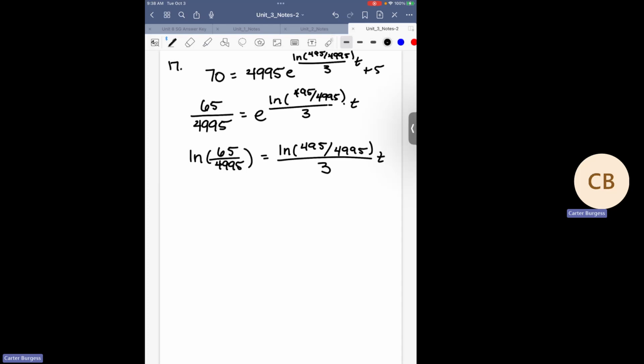Solving for t, multiplying by the reciprocal, I get 3 ln of 65 over 4995 over the ln of 495 over 4995, which is not very useful. So let's go ahead and actually see what that's going to be. So 3 ln of 65 over 495 divided by the ln of 495 over 4995. I get that this will take about 5.6 hours.